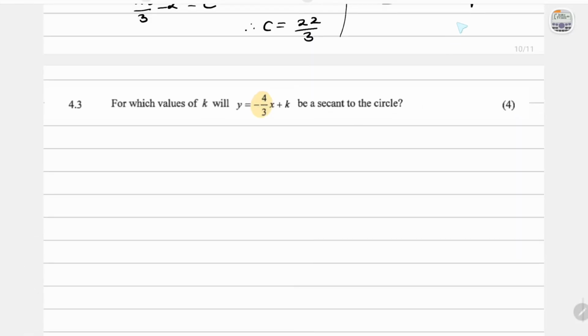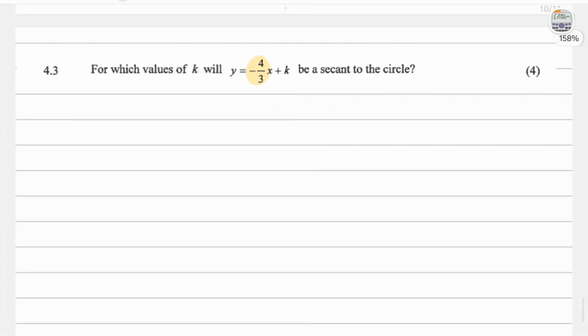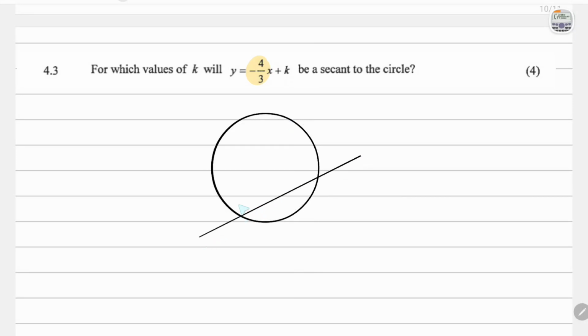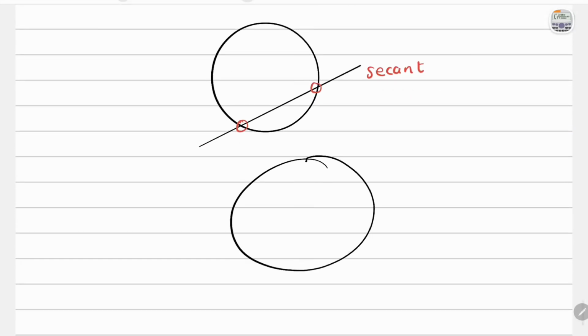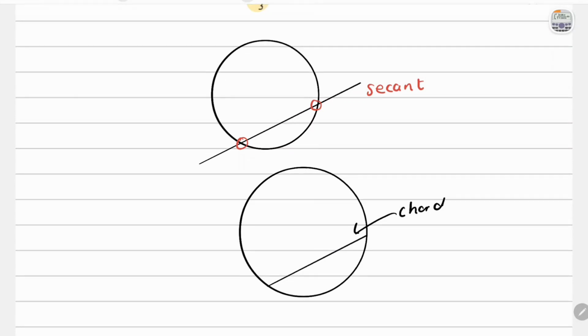Let's think this through. How can we make it a secant? First of all, we need to understand what a secant is. We have a circle and a line cutting through the circle, where, as you can see, it cuts through the circle at 2 points. Then this is known as a secant. This is different from a chord. A chord would really just go from one point on the circumference to another point, and it must not pass through the center of the circle. However, with a secant, this is different.